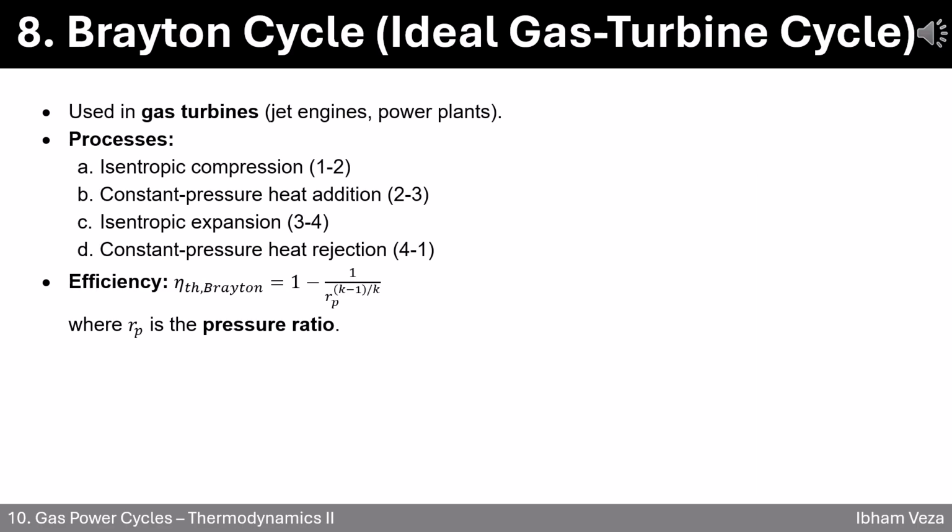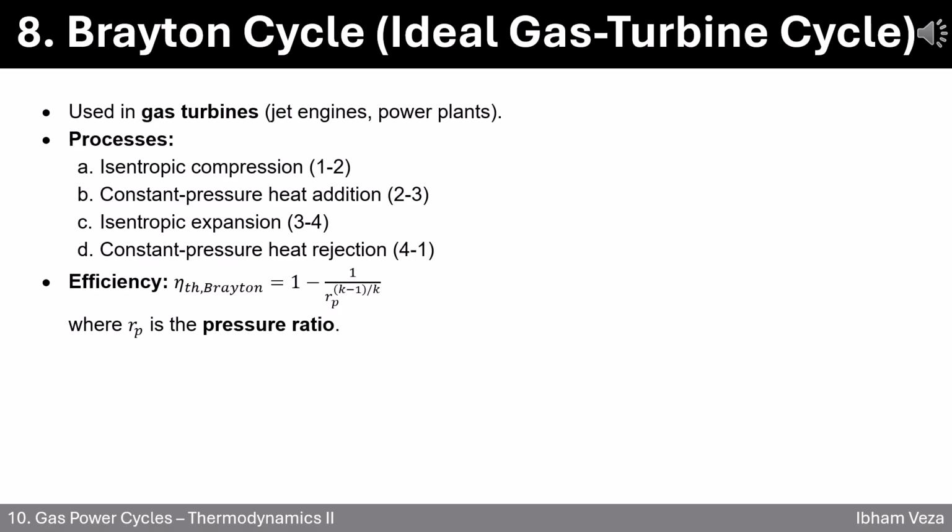8. Brayton cycle, which is the core of gas turbine cycle. These are the engines you find in jet planes and power plants. The Brayton cycle is all about high-speed continuous power, very different from the up and down motion of piston engines. It has 4 steps.